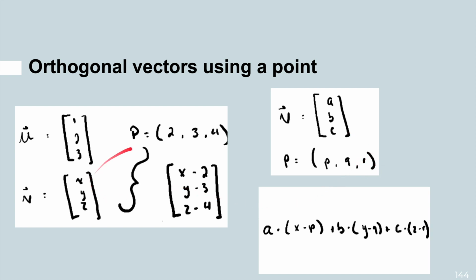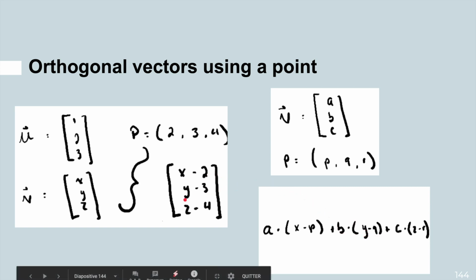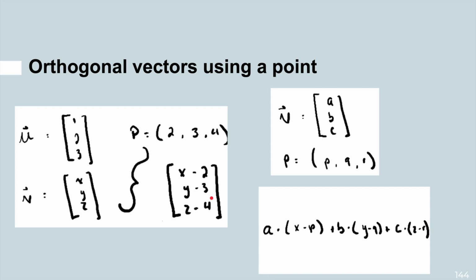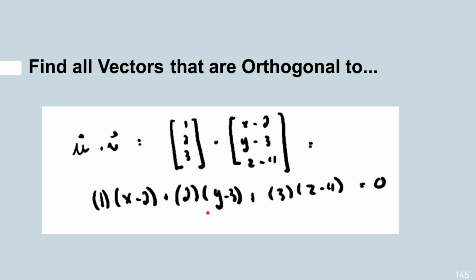Here we actually have points, right? We have 2, 3, and 4. So if we use this, x minus p is actually x minus 2. y minus q is y minus 3. Then z minus r is z minus 4. And then we are just going to take the dot product of these two, just like we had on the other slide. So here we have 1 times (x minus 2) plus 2 times (y minus 3) plus 3 times (z minus 4). And all of these have to equal 0.